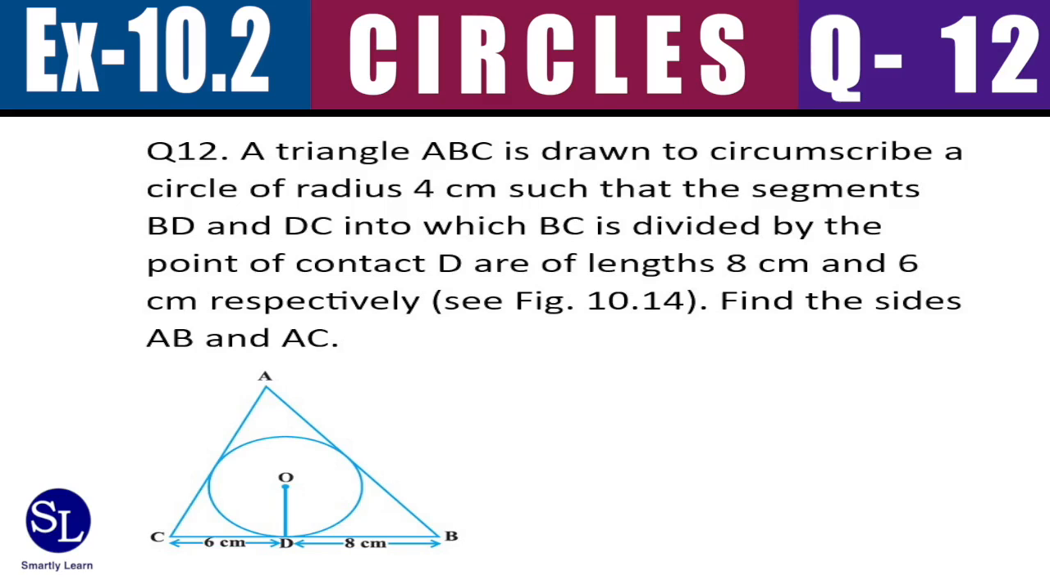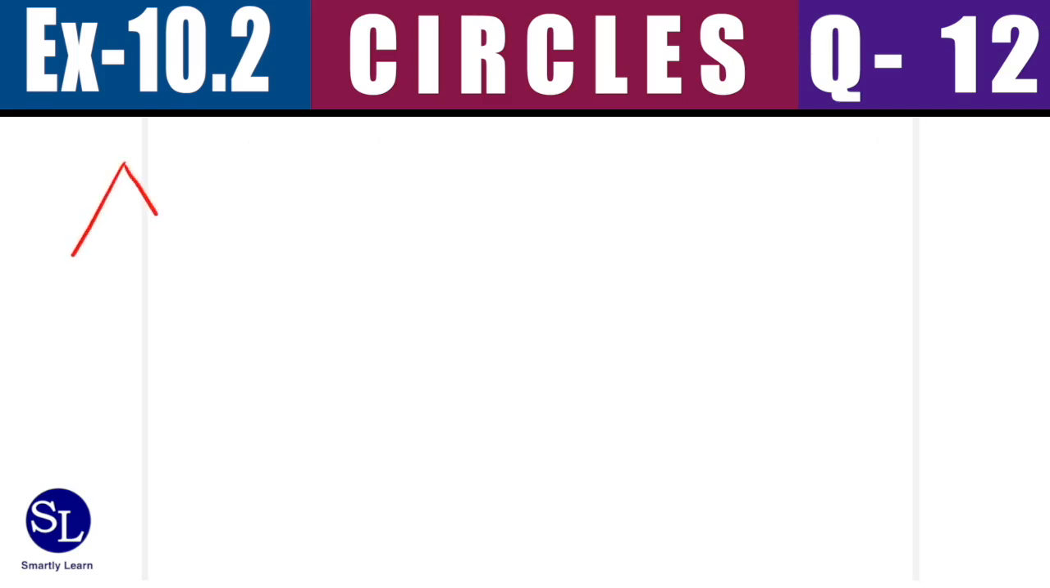First, let's redraw this particular diagram for our reference. There's a triangle that's actually circumscribing a circle. So I've just placed the circle in this manner. So let's mark the corners. This is A, B, and C. The center of the circle is O.